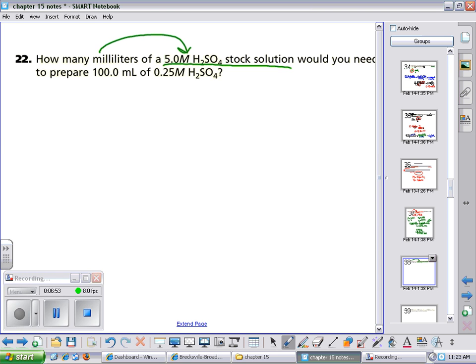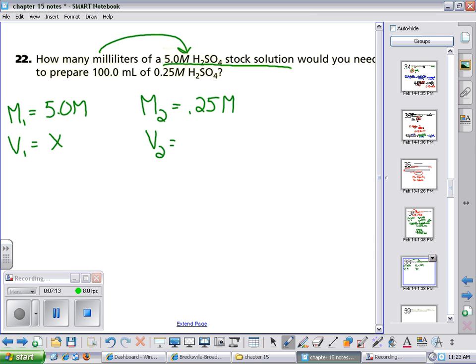All right, so our M1 is 5. Our V1 is what we don't know. Our M2 is 0.25. We want to reduce it down from 5 molar to 0.25 molar. And we want to make a total of 100 milliliters of that solution.